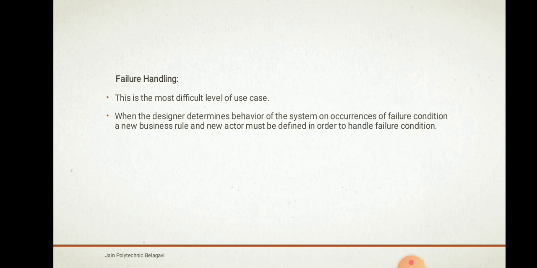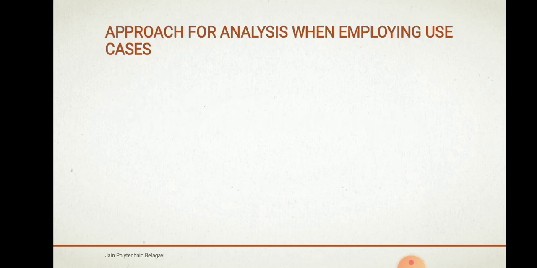Next is failure handling. This is the most difficult level of use case. Here the design will determine the behavior of the system on occurrence of a failure condition. A new business rule and new actor must be defined in order to handle the failure condition, which means suppose a failure has occurred, now to manage that failure we have to define a new business rule as well as a new actor.